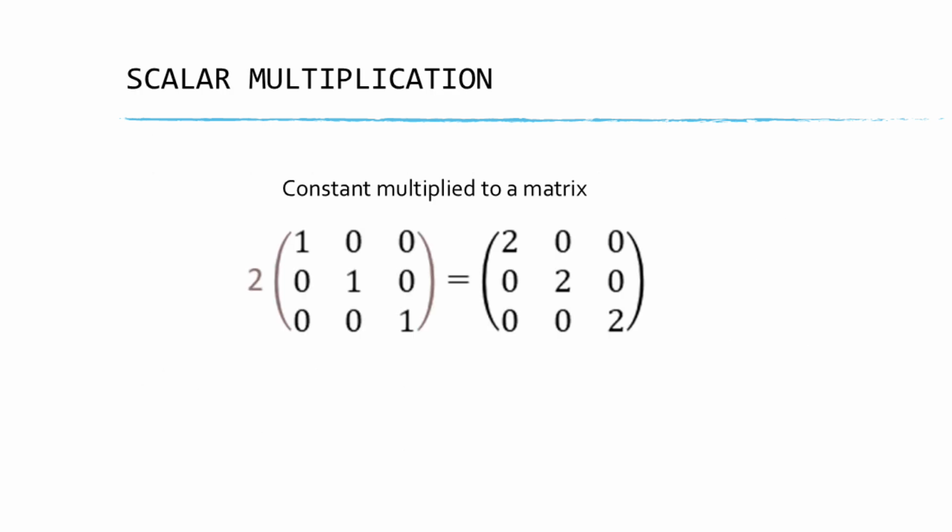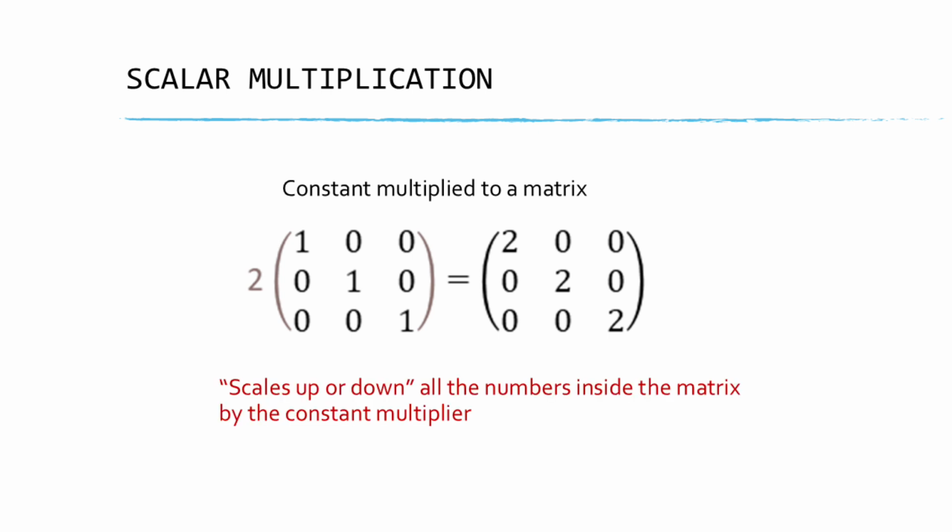Scalar multiplication, when a constant is multiplied to each element of a matrix. When a constant is used to multiply a matrix, it is known as a scalar. In matrix literature, it's just a constant number and it just scales up or down all the numbers within a matrix on which it is multiplied by that constant. In this example below, 2 is the scalar. So it's just a constant multiplied to the matrix.